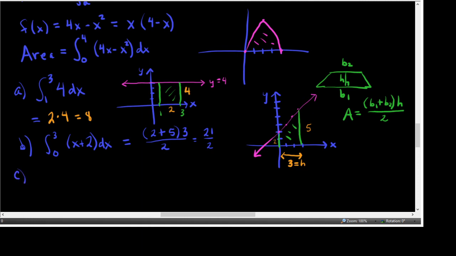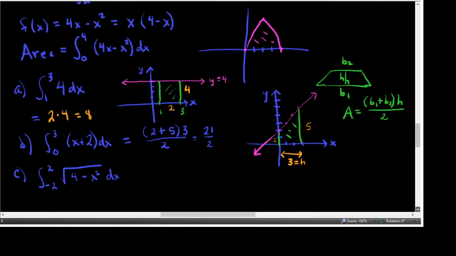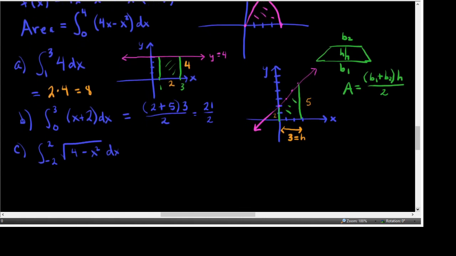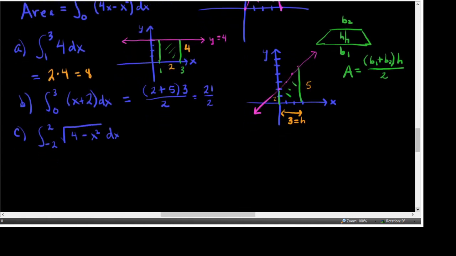C asks us to do the integral from -2 to 2 of the square root of 4 minus x squared dx. So we're hoping for a nice figure whose area can be found using geometry. This one's a little bit harder to see because you're not used to seeing the equation in that form. A lot of times we don't like radicals. If we can get rid of them, we do. So if I were to square both sides, I could get rid of the radical.